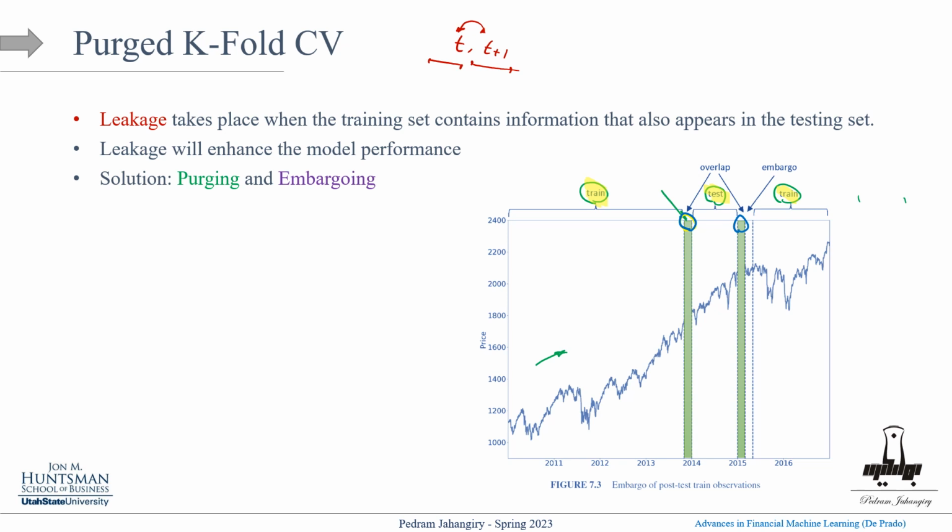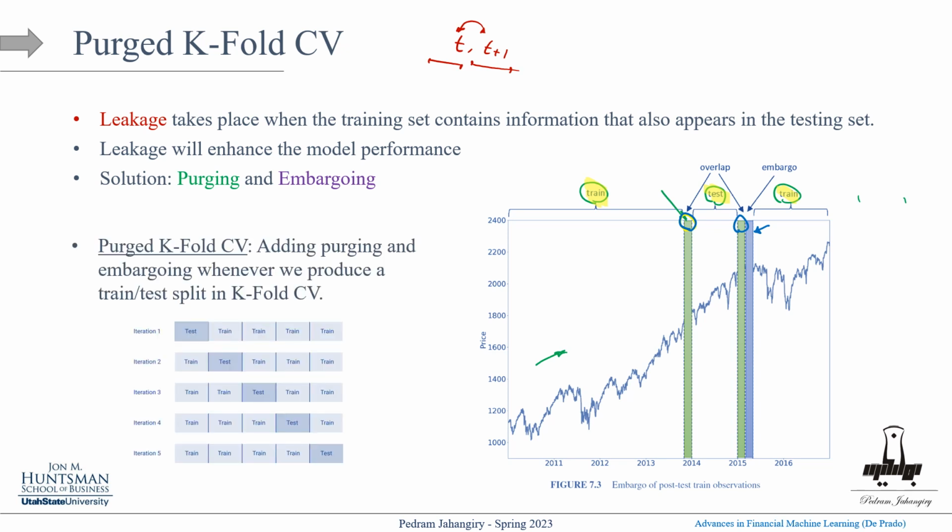So what is embargoing? Embargoing means we add an extra buffer, or extra cushion, right after the test set and right before the train set to make sure that these serial correlations are avoided or minimized. So this is the idea of purging and embargoing. Now, if we apply purging and embargoing to K-fold cross-validation, this technique is called purged K-fold cross-validation. Basically, we add purging and embargoing whenever we produce a train test split in our K-fold cross-validation.